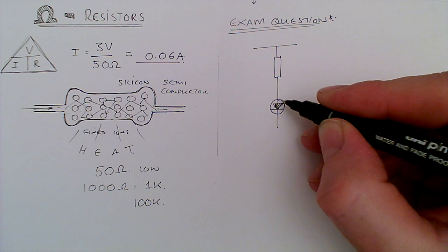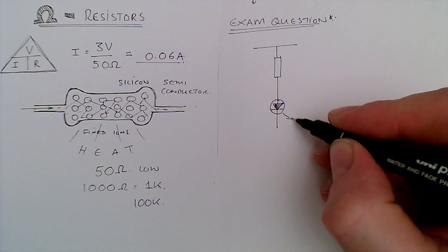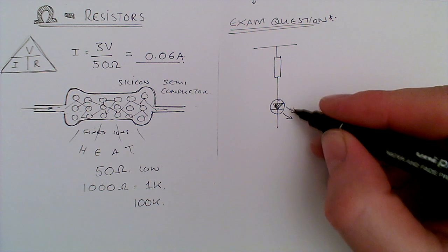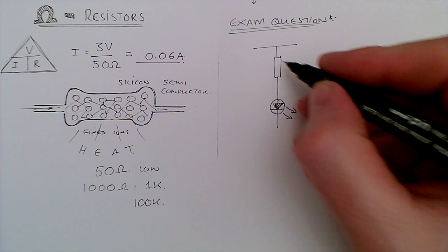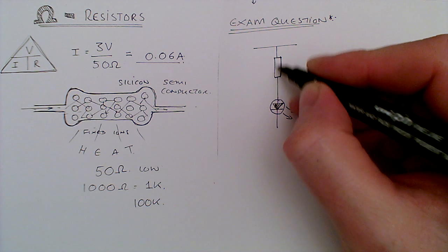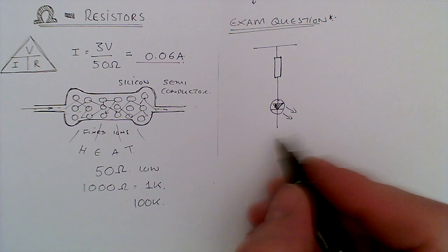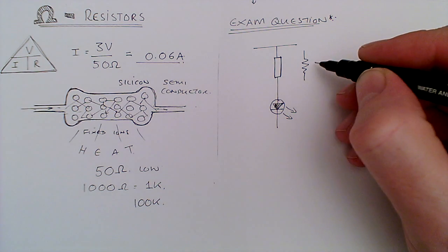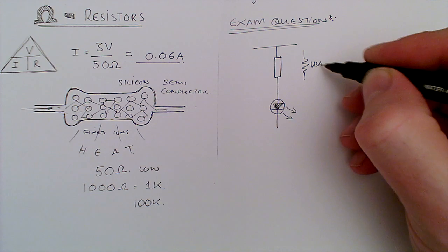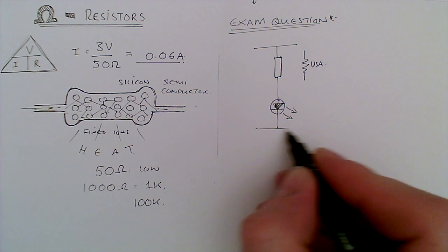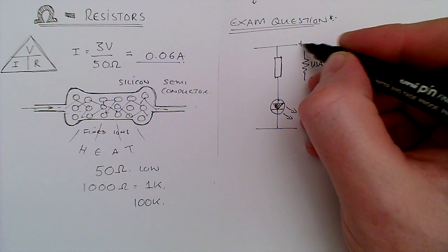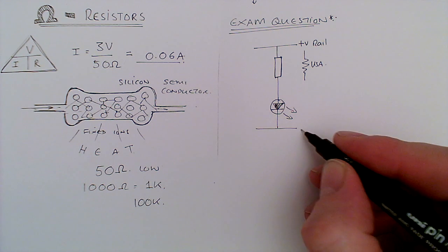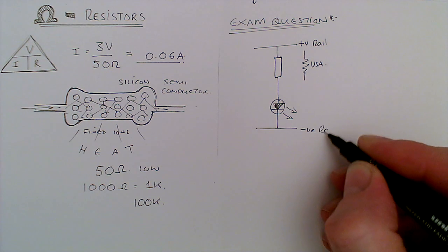The symbol here is for a diode. The circle indicates that it's got a lens, and obviously this indicates that light is being emitted. This is just the symbol for a resistor. It's just a rectangle. Sometimes you might occasionally see this in diagrams. That's the American version. And then we refer to this as the positive rail, and this one as the negative rail.